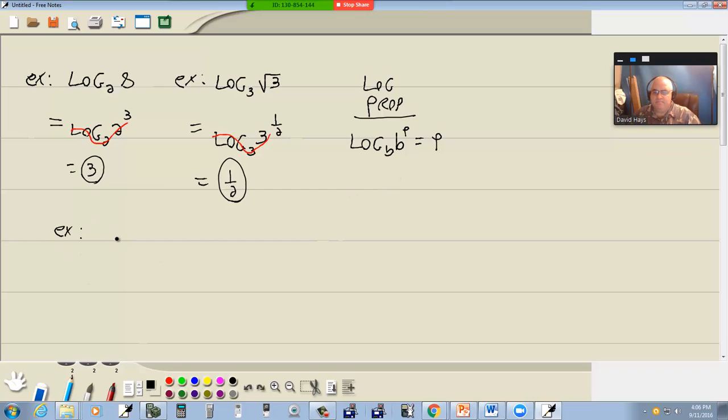Now we have another one. If you have 2 to the power of log base 2 of x, notice how the 2's match here. If those numbers match, then those numbers in the log cancel, and whatever follows the log drops out of the exponent, and that's our answer. So that's equal to x.